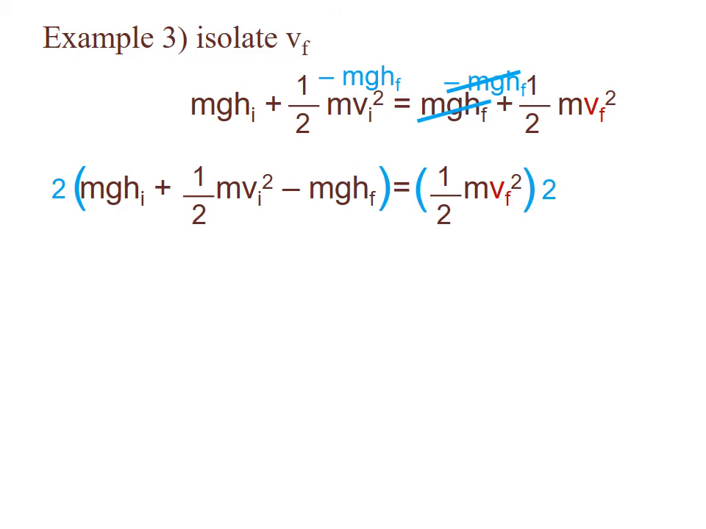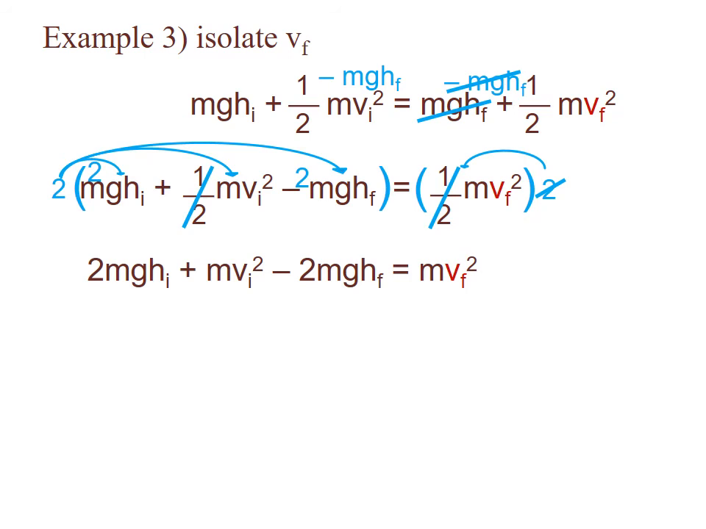Note that on the left-hand side, I put in brackets because I have to multiply the entire side by 2, which means this 2 is going to have to distribute into the brackets. On the flip side, this 2 will distribute into the bracket. There's only one term there, and the 2 and the half will cancel each other out. I'll distribute the 2 inside of the terms. So that becomes 2mghi. The 2 multiplied by the half will get rid of the half, and that'll be subtract 2mghf. And on the right side of the equation, multiplying by 2 will cancel the half. I wind up with 2mghi plus mvi squared, subtract 2mghf equals mvf squared.